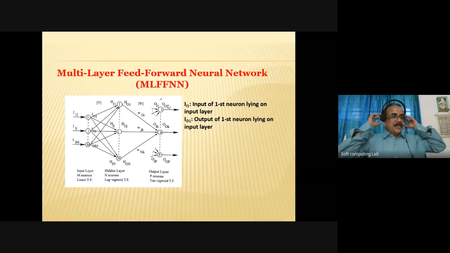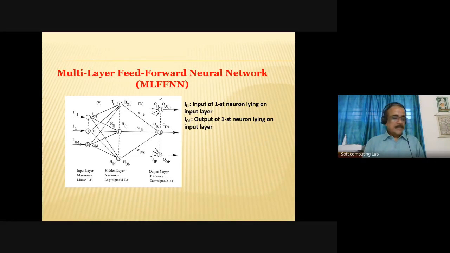The rule for normalization I have told you. So using that, you can also find out the rule for denormalization. Like from the normalized value, you can also go to the real value. That is also possible.